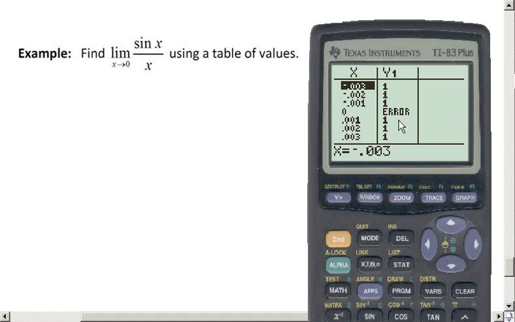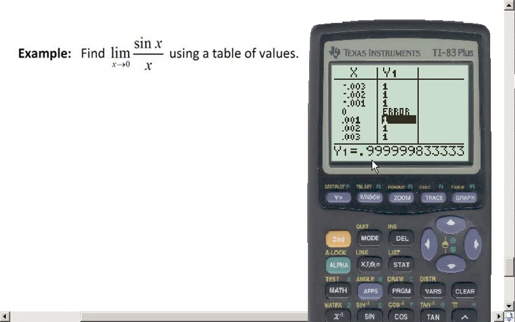I think it's important to note that if I put in 0.001 for x, I don't get exactly 1. You can see I get something very, very close to that, but not exactly 1. But it's so close to 1 that really the difference is insignificant as far as the calculator is concerned.